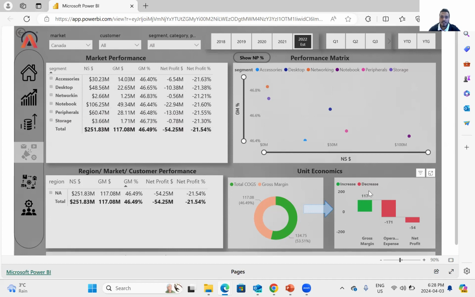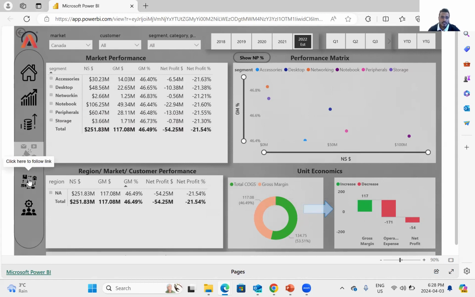As you can see here, gross margin, operational expense in a bar chart. Red indicates, it's very easy to guess, that it is a negative value, but if it is in green, it is going above the benchmark, right? It is positive. So this also helps to visualize in a better way.